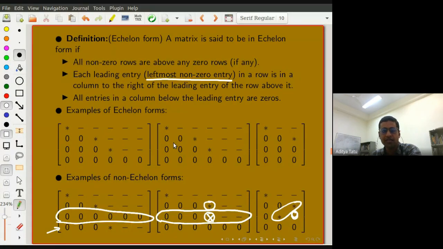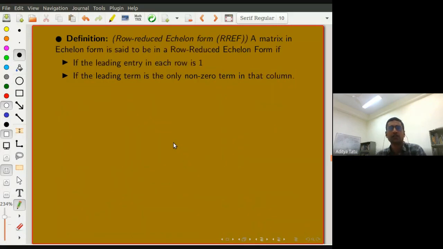Let's also look at an extension of this, which is called the row reduced echelon form, or in short, RREF. A matrix must first of all be in echelon form to be in RREF. Apart from echelon form, it must satisfy these two properties to be called an RREF. The first condition is that the leading entry in each row has to be 1.